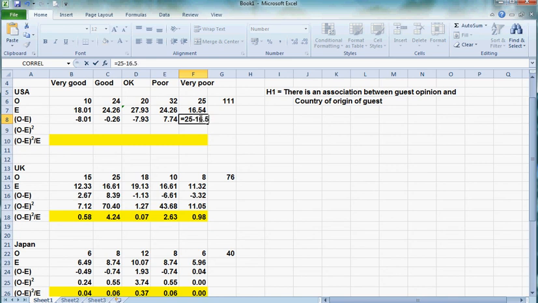The next row is O minus E squared. We've got O minus E, we've just calculated it. When you square something, you multiply it by itself. So for very good, it's minus 8.01 times minus 8.01. Oops, I typed that in wrong.